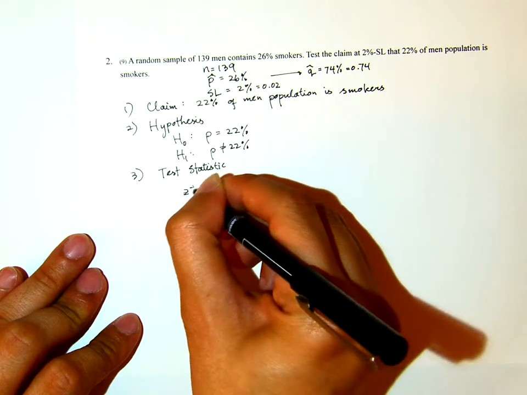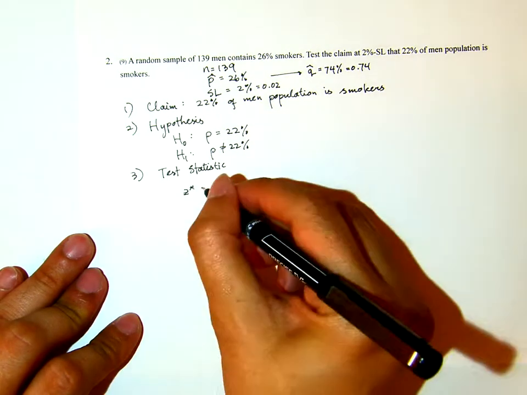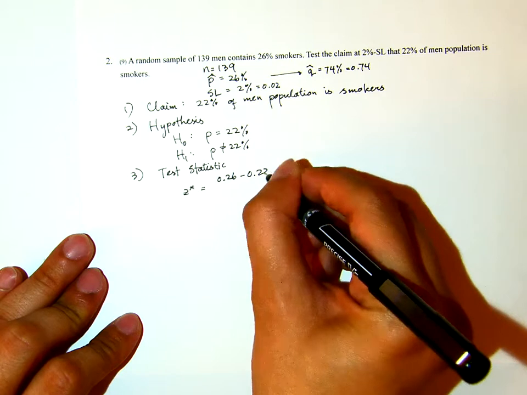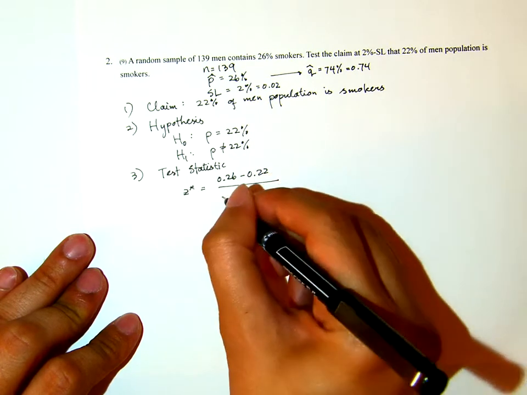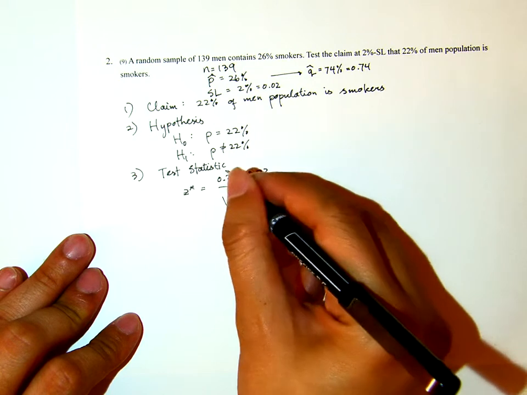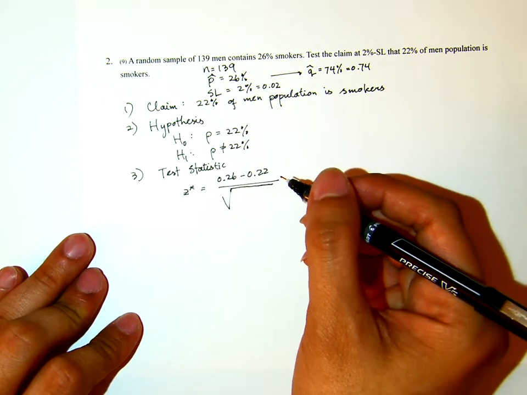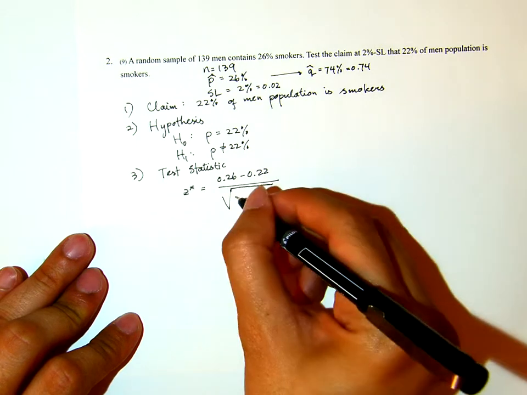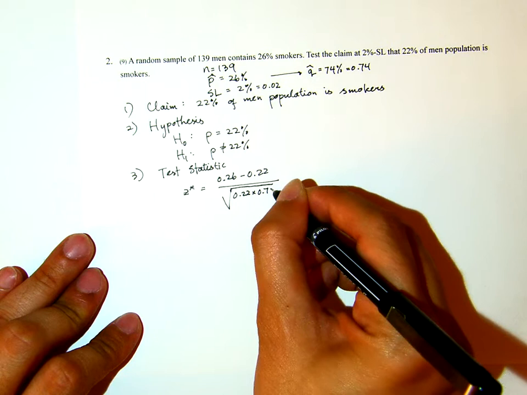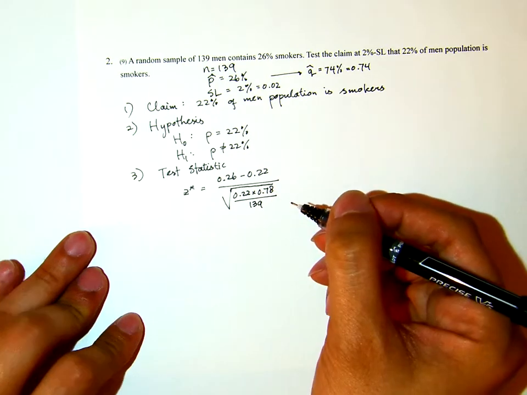The z star, because we're testing a proportion, we use z. There will be 0.26 minus 0.22 over the square root of, now this is where I made mistakes before. I should not use 0.26, I use the assumed population proportion, which is 0.22 times 0.78 over 139, all of them inside the square root.